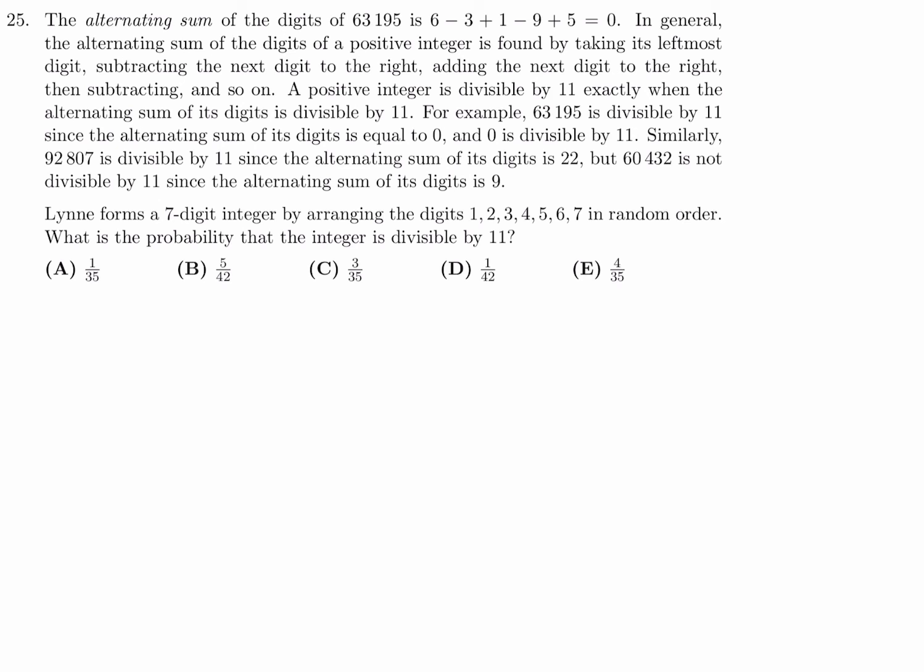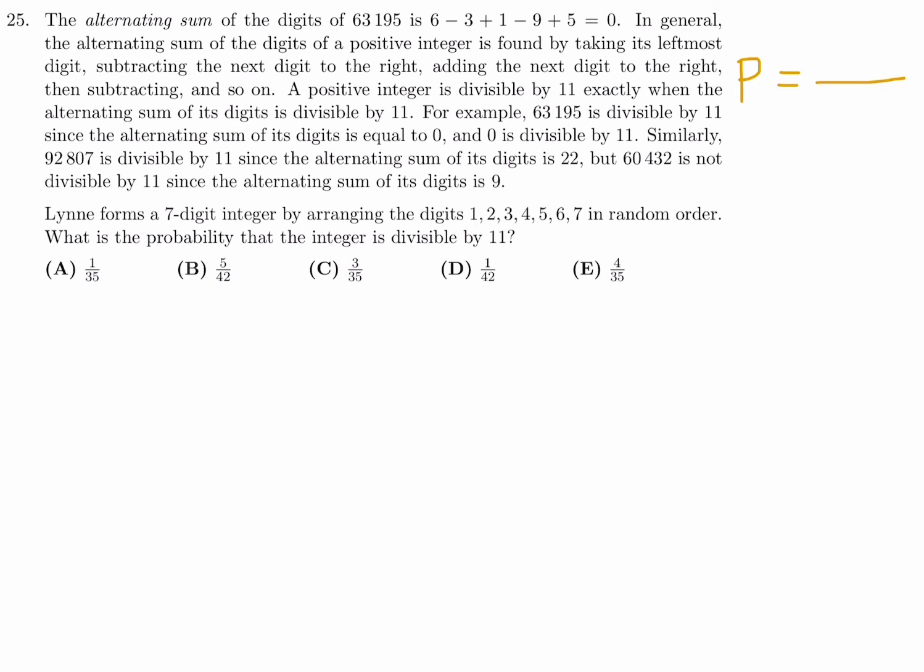Lin forms a 7-digit integer by arranging the digits 1 through 7 in random order. What is the probability that the integer is divisible by 11? All right. So it's a probability question, so it's going to be some fraction: something over something, the numerator over the denominator. And the denominator is the total number of cases.